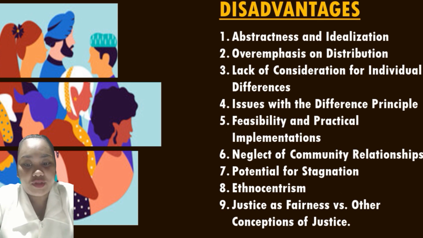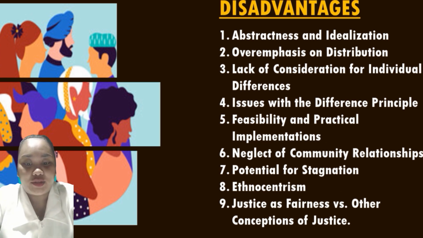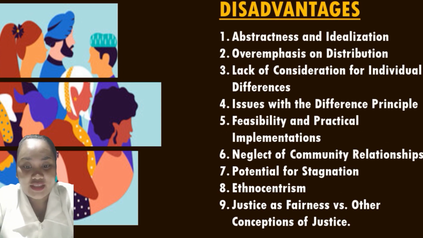Sixth, neglect of community and relationships. Communitarian critics argue that Rawls' focus on individual rights and justice neglects the importance of community and relationships. Seventh, potential for stagnation. Some argue that Rawls' principles could lead to economic and social stagnation. By prioritizing the welfare of the least advantaged, there may be less incentive for innovation and economic growth, which could ultimately harm everyone, including the least advantaged.